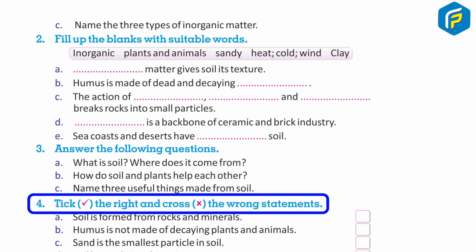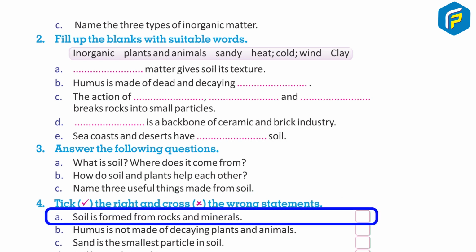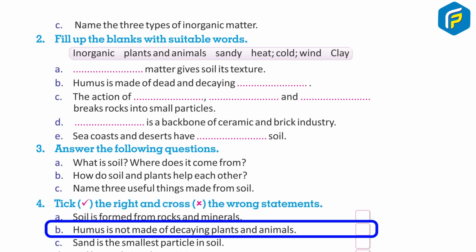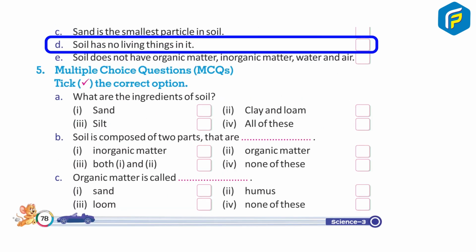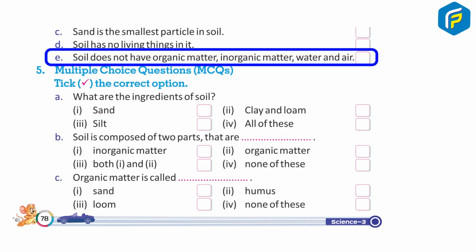4. Tick the right and cross the wrong statement. A. Soil is formed from rock and mineral. B. Humus is not made of decaying plants and animals. C. Sand is the smallest particle in soil. D. Soil has no living things in it. E. Soil does not have organic matter, inorganic matter, water, and air.